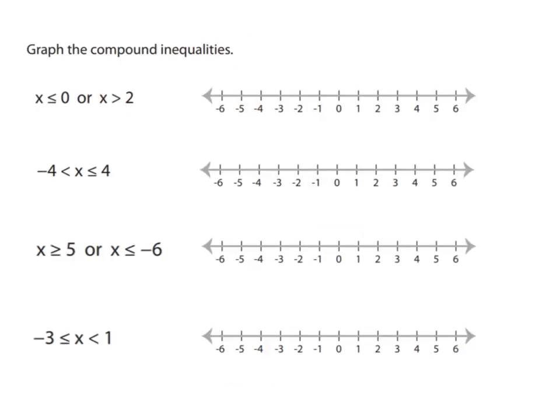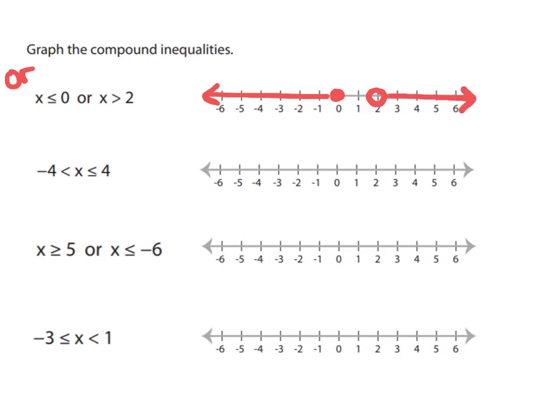Now, if we are going to graph compound inequalities, and this combines both AND and OR, our first example is an OR inequality. So we're going to graph them separately. So we have x is less than or equal to 0. So I put a closed circle at 0, draw my arrow pointing to the left, and x is greater than 2. So I have an open circle at 2 and draw my arrow to the right.